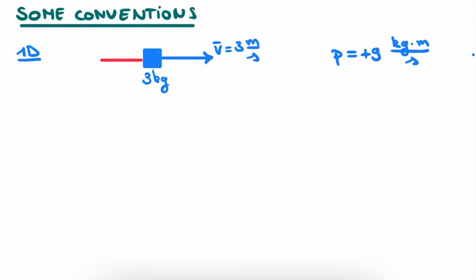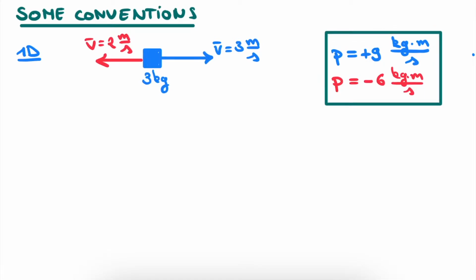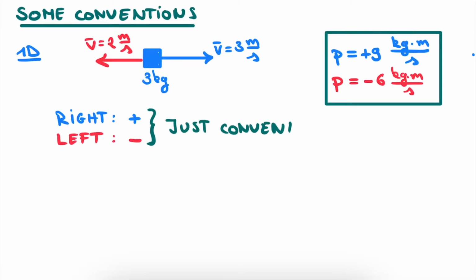If, however, this same object moves to the left with a velocity of 2 meters per second, then we say that the momentum is equal to minus 6 kilogram meter per second. Which basically boils down to this: in this video, by convention, objects moving to the right will have a positive momentum and objects moving to the left will have a negative momentum.